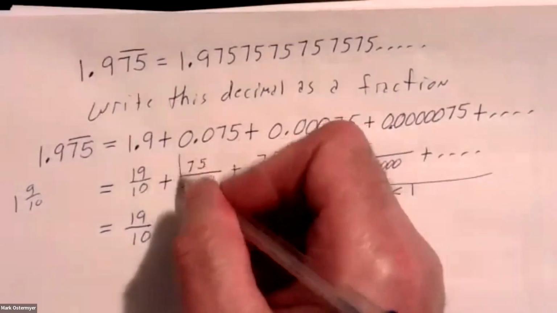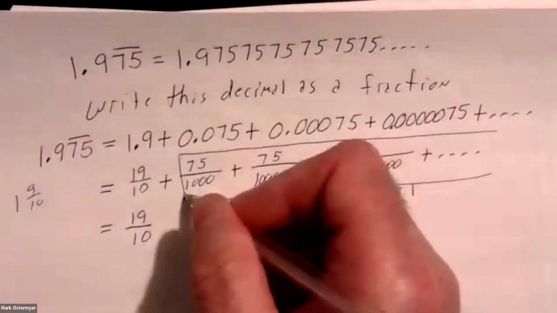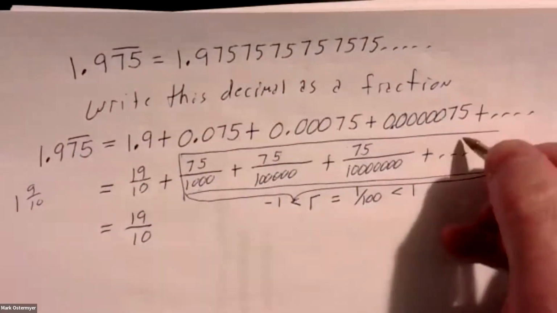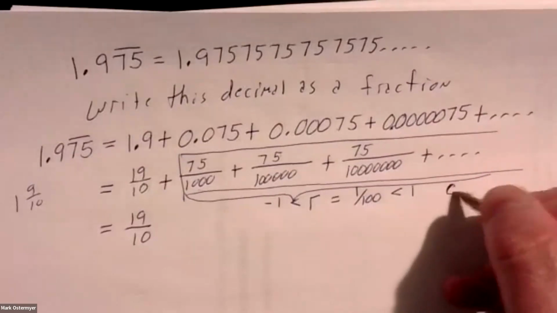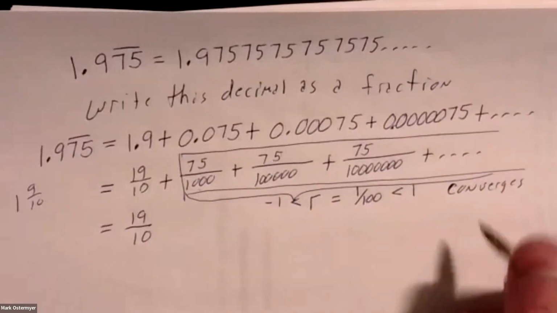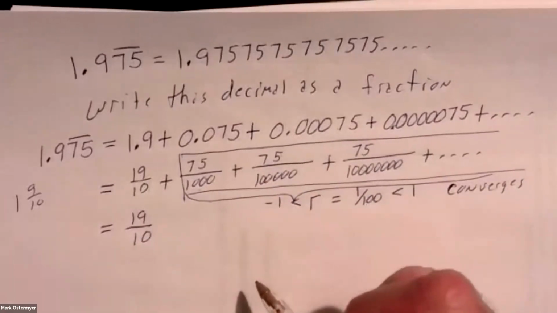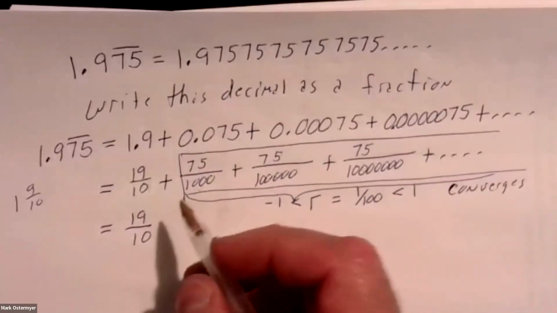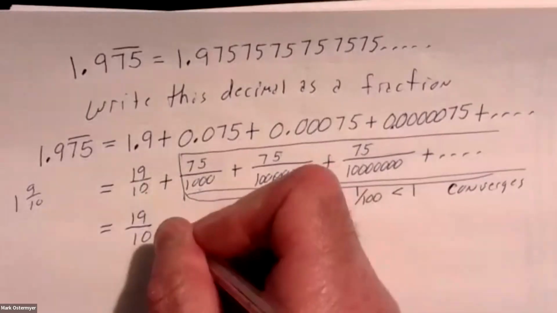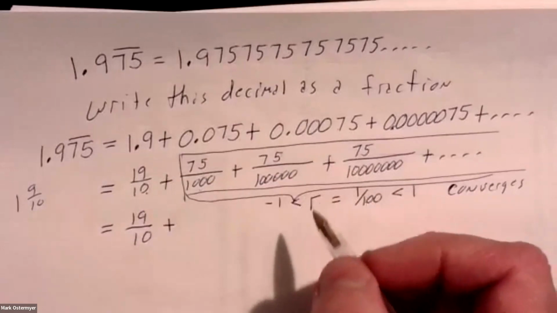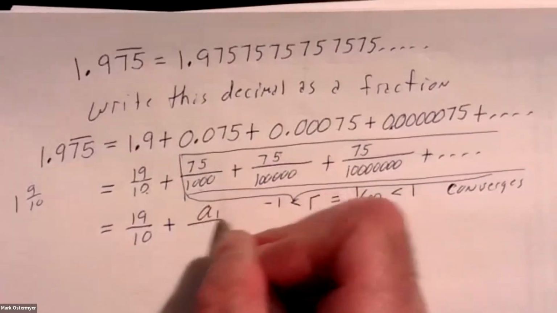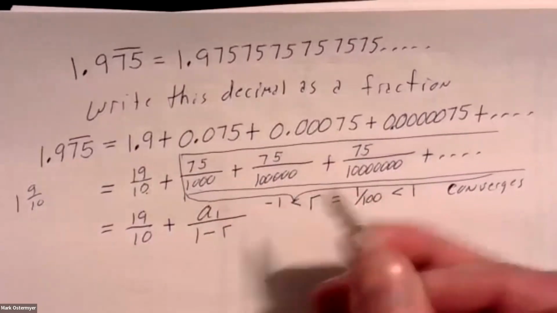So this portion of my infinite series converges. It converges. And so what is its sum? What is its infinite sum? Well, whatever its infinite sum is, we have to add it to the 19/10ths here. You can't lose that 19/10ths. So this is plus, now we use the infinite sum formula, which is to say we take the first term and divide it by 1 minus the common ratio.